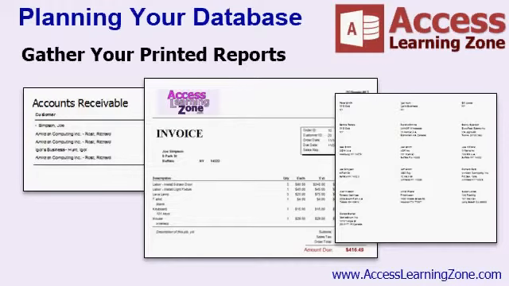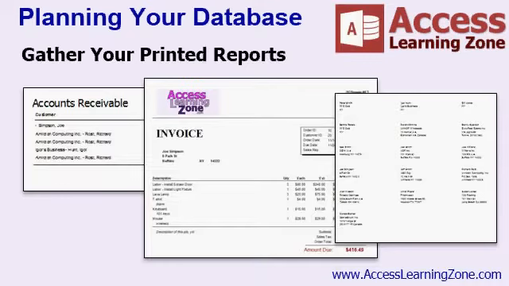Can you do it the other way around? Can you print a form? Sure. Can you view a report on the screen? Absolutely. But the general rule is forms are for data entry and reports are for printing. So get all of your current printed paperwork together that you want your Access database to generate later, and that'll give you an idea for the kinds of reports that you're going to want to be able to make.